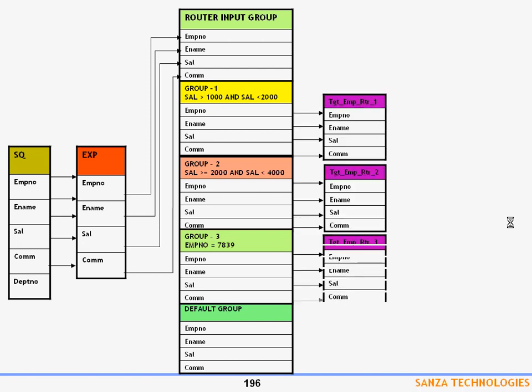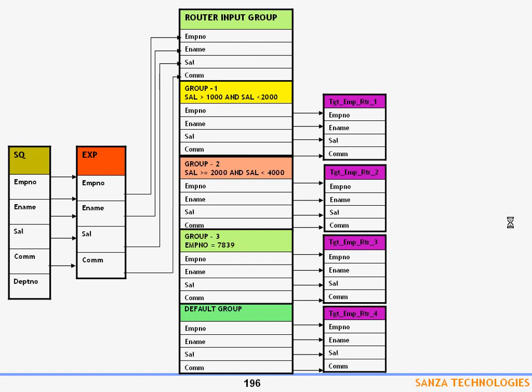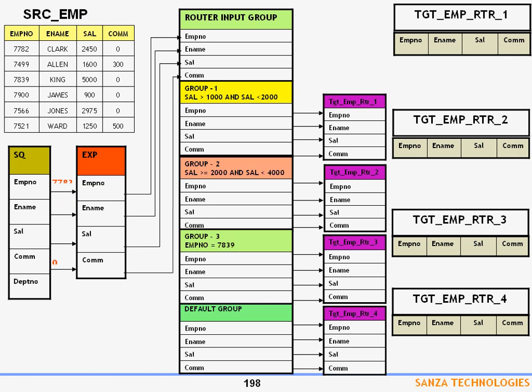Now how the router works, please observe it. When you execute this, the source data goes to the source qualifier transformation, then goes out of the expression transformation. Input data is read per record only once. That is the one input group. Then it will test all the user-defined group conditions. Each record is tested first against all user-defined group conditions. If the record does not satisfy any of the user-defined group filter conditions, then it will go to the default group. That's the way the router works. So let us go further.